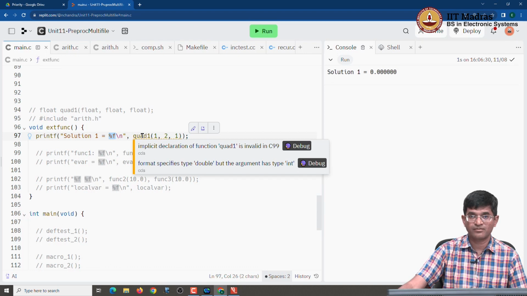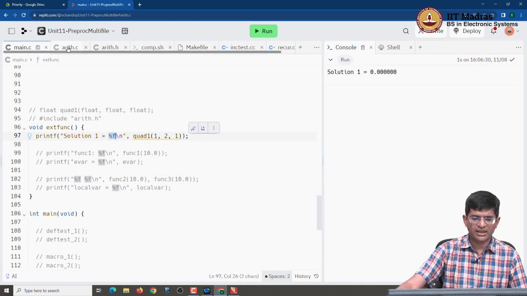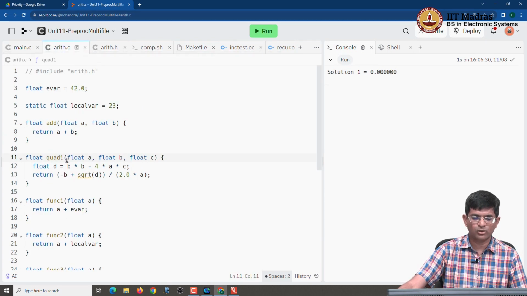In other words, at this point in time during the compilation of main.c, the compiler thinks that quad1 is a function that returns an integer, right? But it doesn't. After all, the definition of quad1 that we have over here is very clear. It returns a float. Okay, so what's going on?